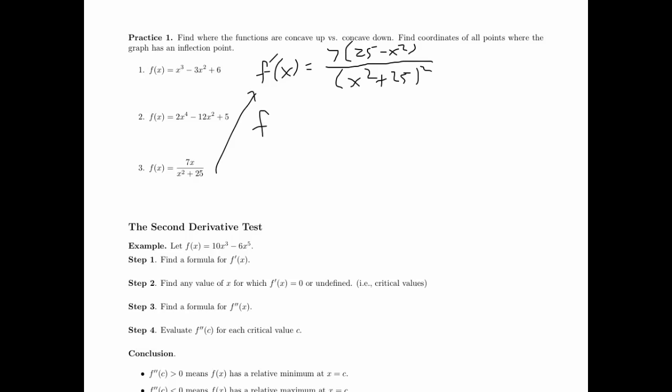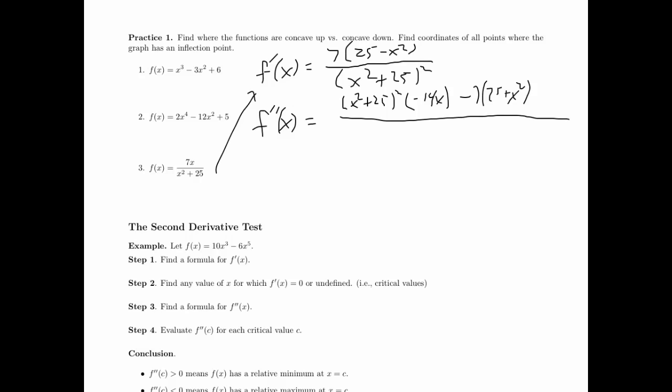The second derivative is going to use the quotient rule again. Let me just try to write out what you're going to get. We have the bottom, so the x squared plus 25 squared part, times the derivative of the top. Now the derivative of the top, this 7 is going to sit there, derivative of 25 is 0, derivative of that is -2x. So the derivative of the top is going to be -14x. Now I'm subtracting from that the top, so that's 7 times 25 minus x squared, and I'm going to multiply that by the derivative of the denominator. That's going to involve the chain rule.